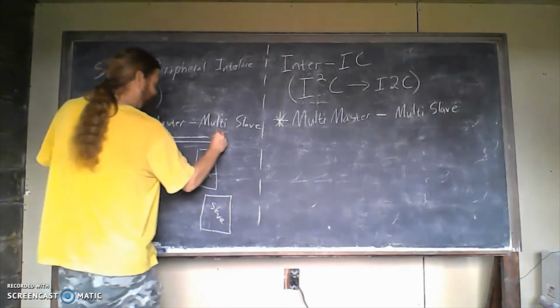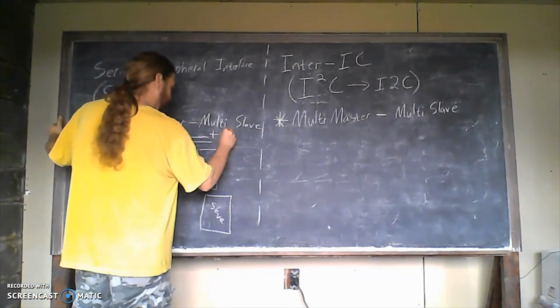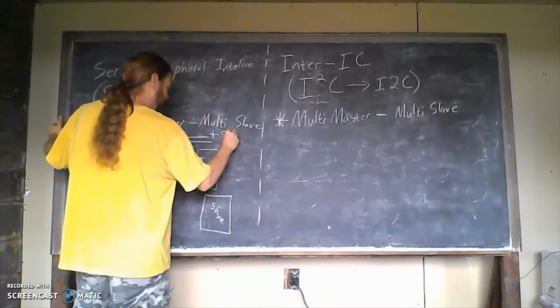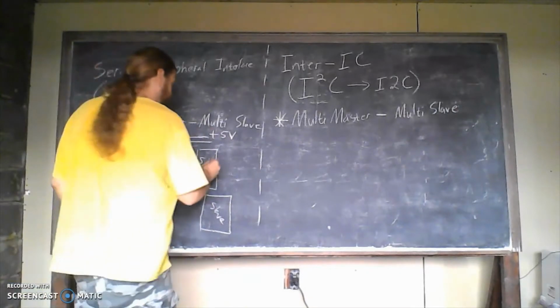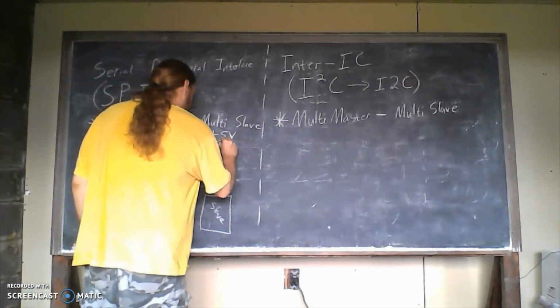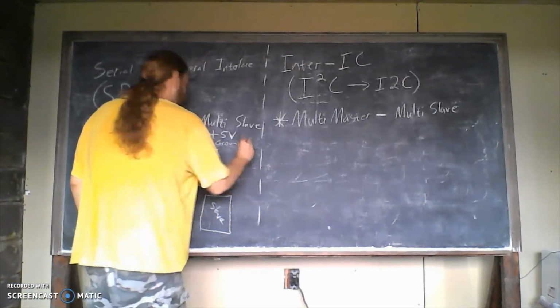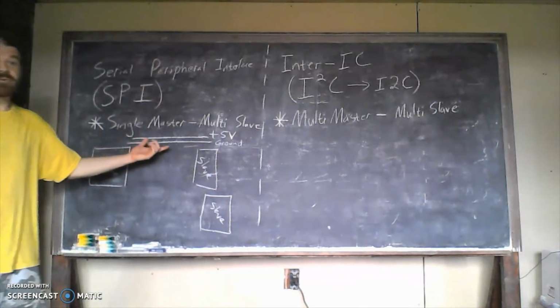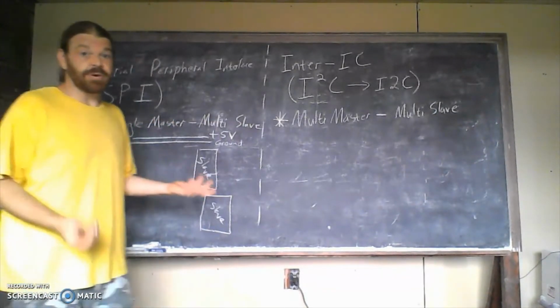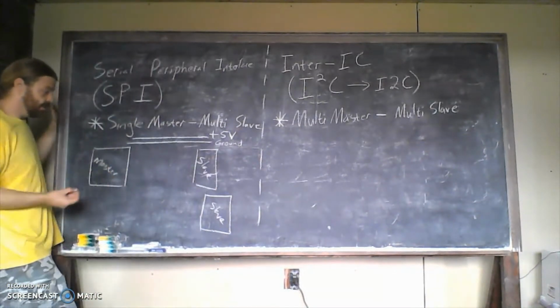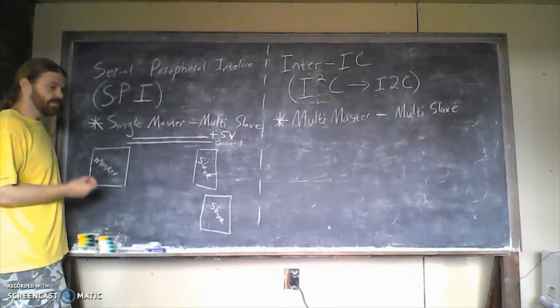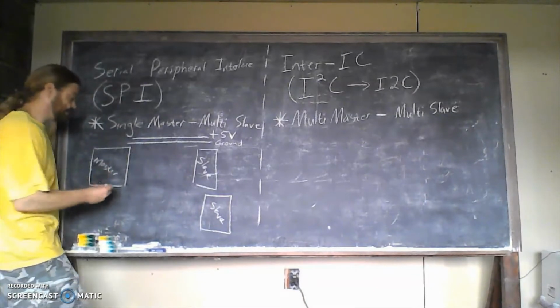So obviously, we have some power, a 5-volt rail and a ground that everything needs to connect to, because they're electrical components, we have to power them. But other than that, there are 4 lines that we need to worry about.